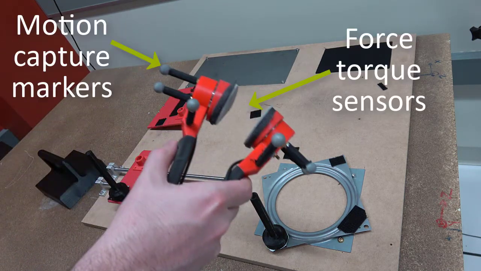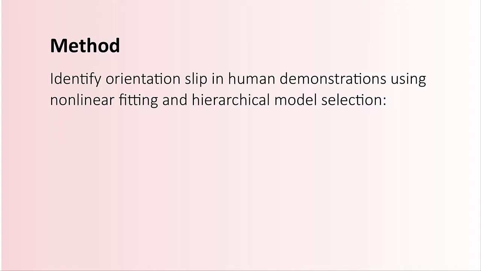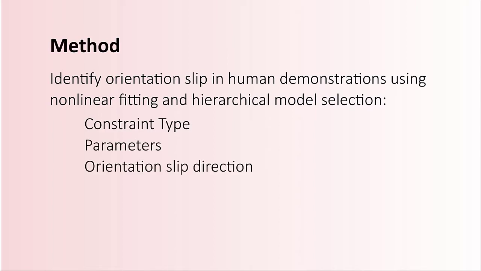Here, the demonstrator uses instrumented tongs that measure both pose and interaction wrenches. In this work, we present a method that can identify prehensile orientation slip in constrained interactions. Our method is able to determine the constraint type, parameters, and orientation slip properties using nonlinear optimization coupled with hierarchical model selection. Our hierarchical model selection consists of 3 steps.